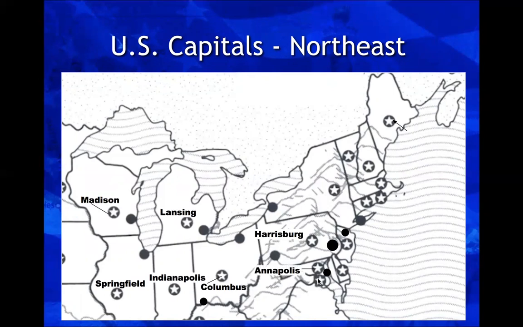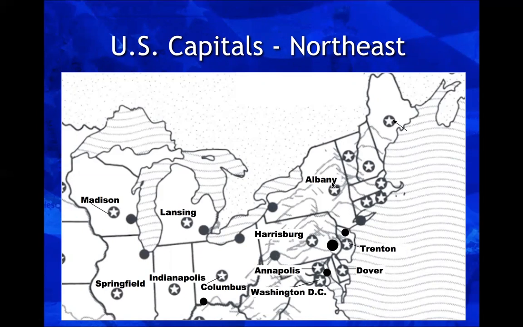So you notice that these dots are sometimes so big, they're kind of covering up parts of the state there. Right on the border between Maryland and Virginia is Washington, D.C., which is the capital of the entire country. It's not a part of any state. It's its own separate federal territory. Dover is the capital of Delaware. Trenton is the capital of New Jersey.